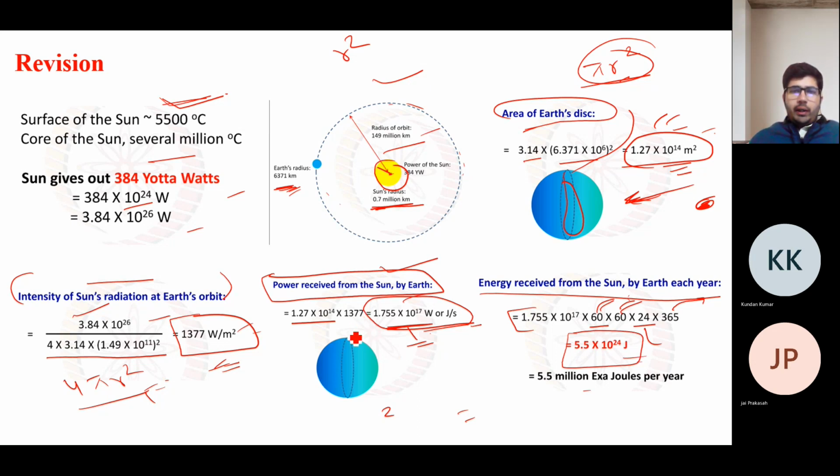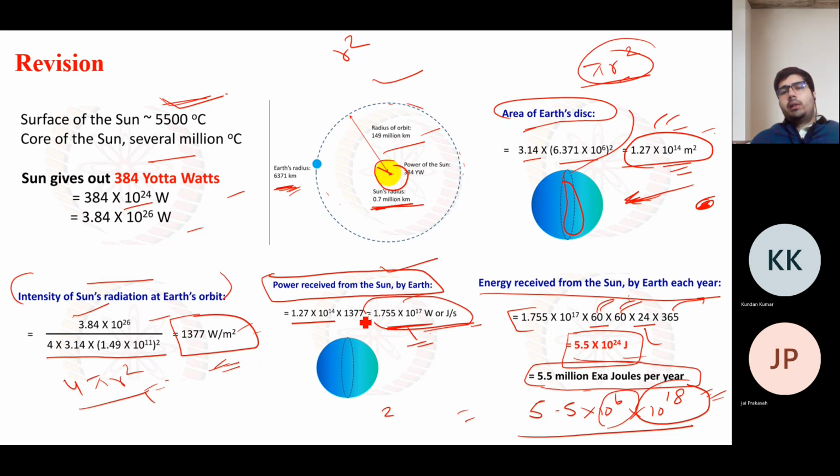So you can write 5.5 into 10 to the power 6 into 10 to the power 18, because 10 to the power 24 is 10 to the power 6 and 10 to the power 18. I know that 10 to the power 18 is exa, and 10 to the power 6 is million. So I can write 5.5 into 10 to the power 24 joule as 5.5 million exajoules per year.